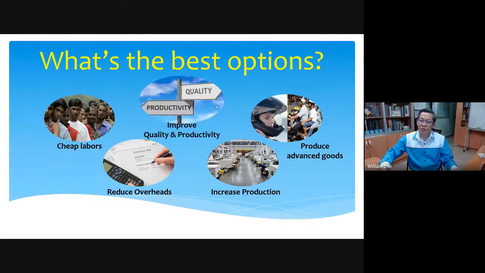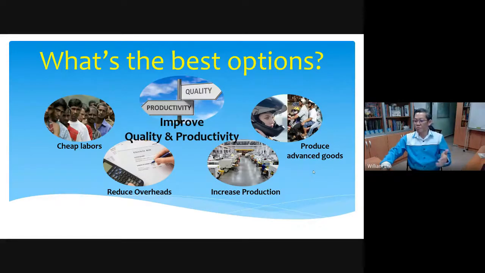So another solution is to improve quality and productivity. And of course, I highly recommend that this is the best option. Improve quality and productivity. If you're still making the commodity product, reduce the rejects, that means improving the quality. And how do you improve the productivity? There's a difference between improving productivity and improving the production. So you have to know how to differentiate these two. These are two different things.